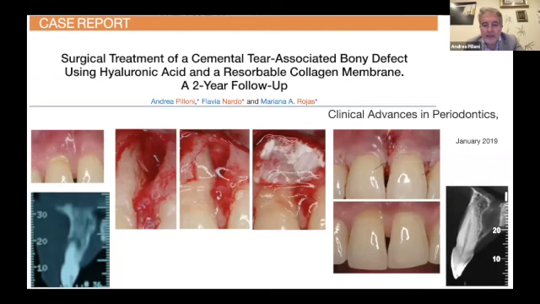And a final study that was published in January 2019, looked at cemental tear associated bony defects, like this case report, where at 2-year follow-up, we could see the use of HA and a resorbable collagen membrane without a graft material, and the complete regeneration of that area that was missing around that element. The defect is not a disease, it's a cemental tear, but the treatment is very efficacious.